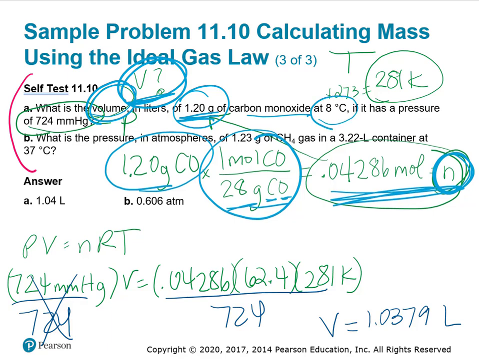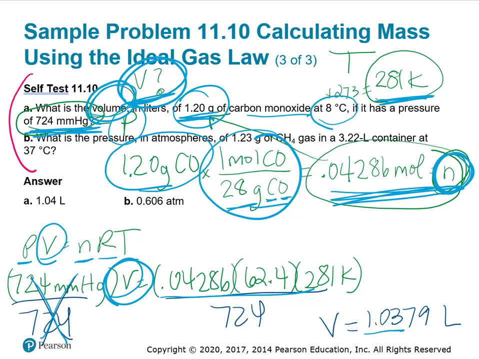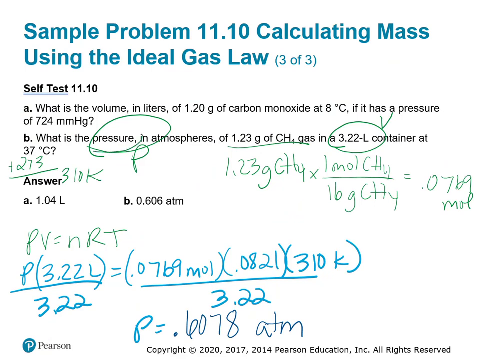We're told that it's at 8 degrees Celsius, so I added 273 to figure out our temperature in Kelvin. And we're told it has a pressure of 724 millimeters of mercury. That's our P. I'm going to plug all of this into our ideal gas law equation. So I'm given P, we need to find V. We know n, R, and T. So I simplified the right side of the equation and divided it by 724 to get V by itself. And I got V was 1.0379 liters, and I want 3 significant figures. So I'm going to stop after that 3, and that 7 will round that 3 up to a 4 to get 1.04 liters.